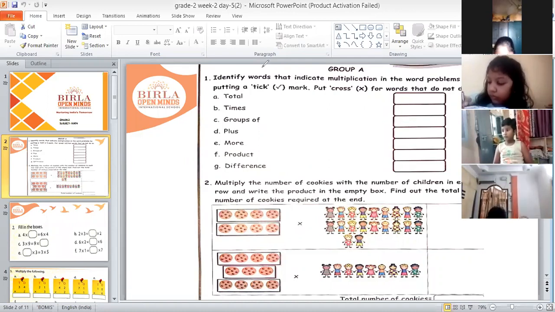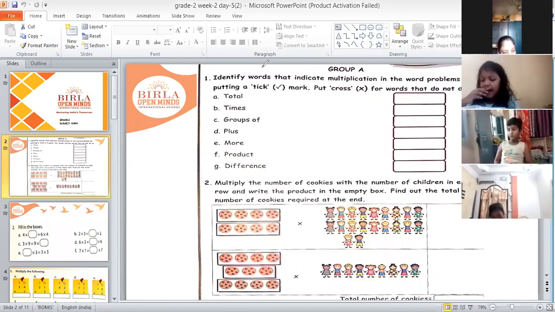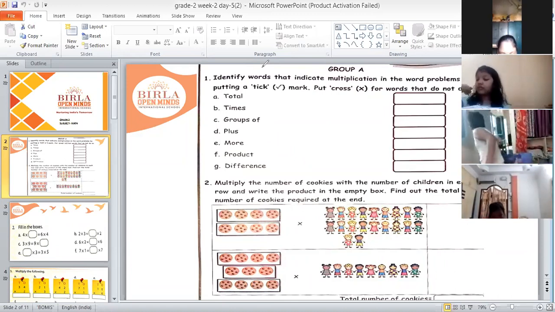Again, I'm repeating what we have to do. We have to put a tick mark in front of the word which is related to multiplication in question number 1. And if that word is not related to multiplication, we'll put a cross. And I'll repeat that this is page number 11 of your math course book. Okay, fine. So now we'll start reading the words one by one.